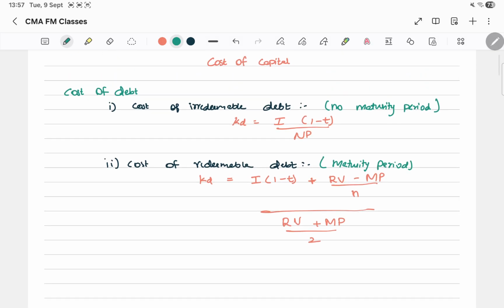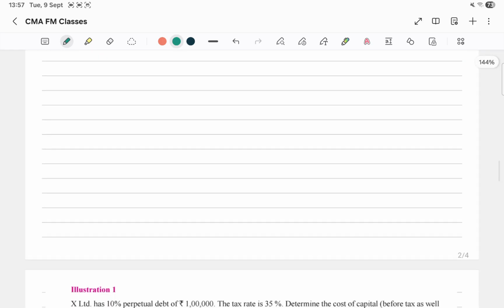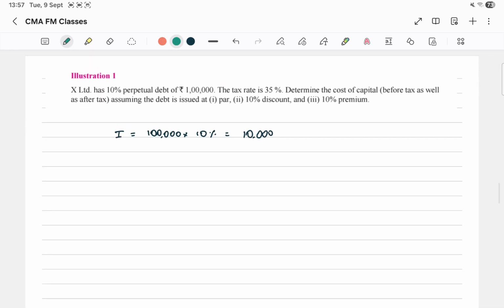This is the one identity that you can easily use to identify whether it is irredeemable or redeemable debt. Here the tax rate is 35%, so tax equals 35%. There you will be taking 1 minus t. It's given as a percentage, but you can take it in percentage or in decimal also. So 1 minus 0.35 is what you will multiply with. Determine the cost of capital before tax as well as after tax.